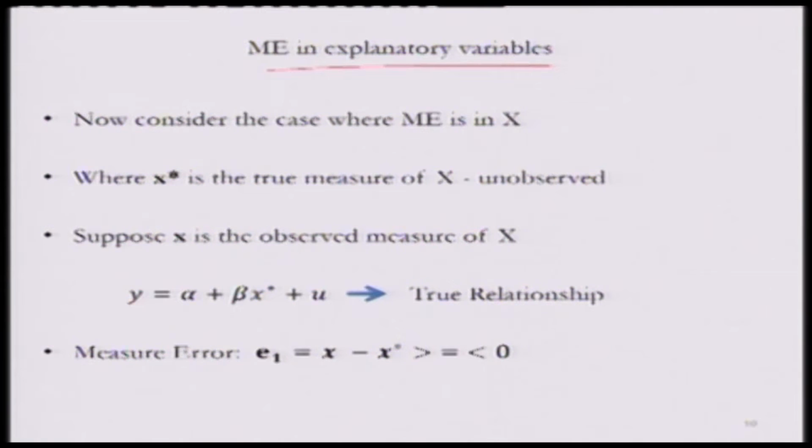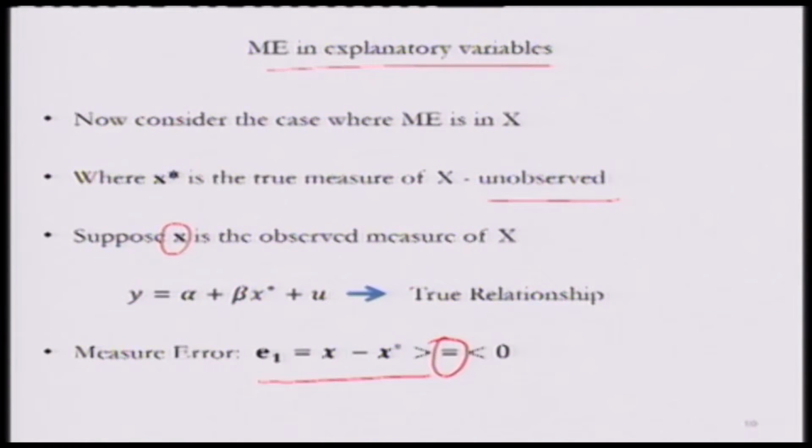And suppose, just like in the previous case, that x star is the true value of x, which is unobserved, and what we do observe is a value of x, the capital X, which is the observed value, and hence also reported with error. So, in other words, the measurement error that we have over here is x minus x star, which could of course be greater than 0 or less than 0, and the equal to is a trivial case.